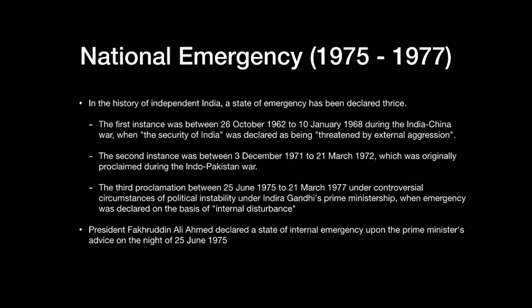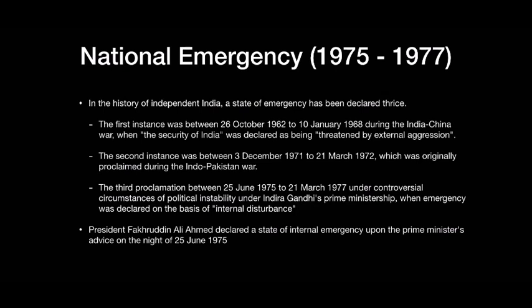The third proclamation was between 25th June 1975 to 21st March 1977 under controversial circumstances of political instability under Indira Gandhi's prime ministership, when emergency was declared on the basis of internal disturbance. So, we are going to see this third national emergency, which was declared from 1975 to 1977. This emergency lasted for 21 months.